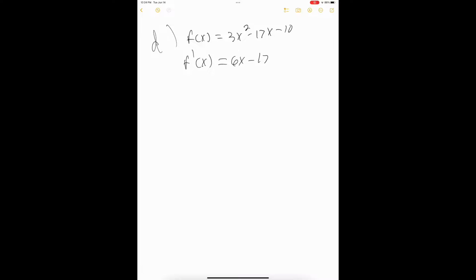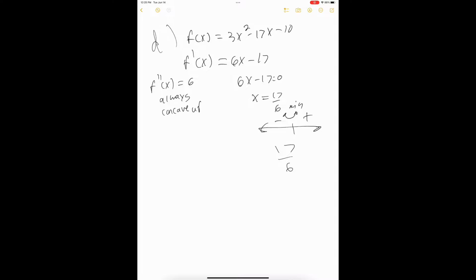We can recognize this as a classic parabola, but let's figure out exactly where our minimum point is, right? And we know it will be a min because we have a positive x squared, right? It would be a max if it was a negative x squared. So we have 17 over 6. If we plug in a 0, we're going to get a negative number. If we plug in a big number, we're going to get a positive number. So we know we have a min at 17 over 6.